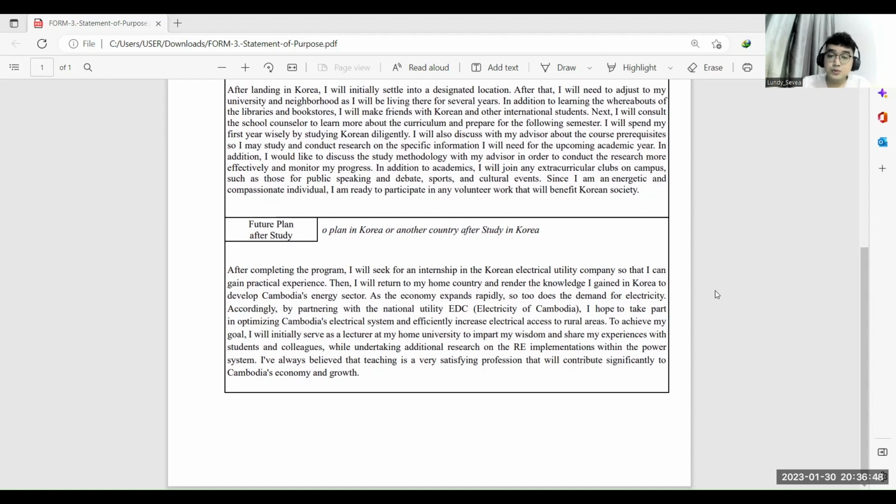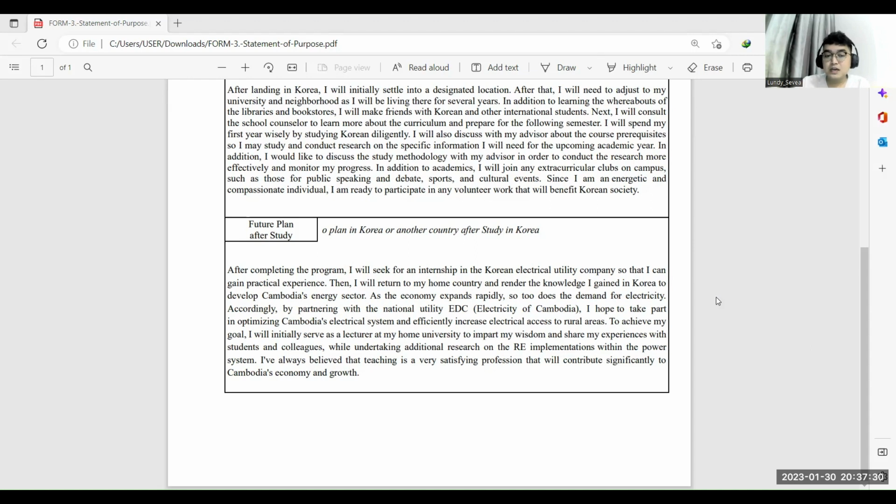After completing the program, I will seek an internship in the Korean electrical utility company so that I can gain practical experience. Then I will return to my home country and render the knowledge I gain in Korea to develop Cambodia's energy sector. As the economy expands rapidly, so too does the demand for electricity. Accordingly, by partnering with the national utility EDC, Electricity of Cambodia, I hope to take part in optimizing Cambodia's electrical system and efficiently increase the electrical access to rural areas.